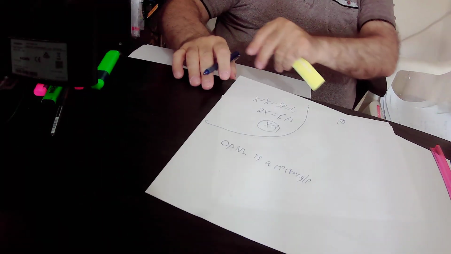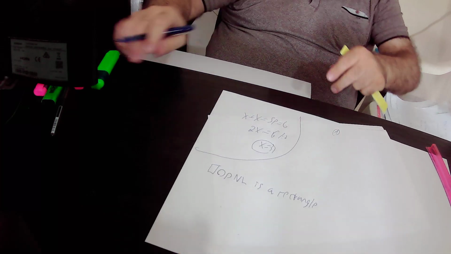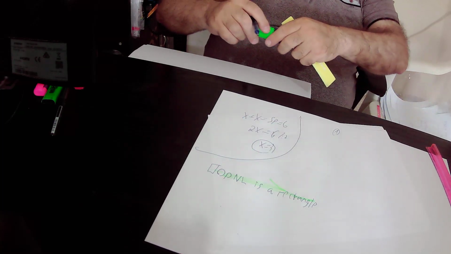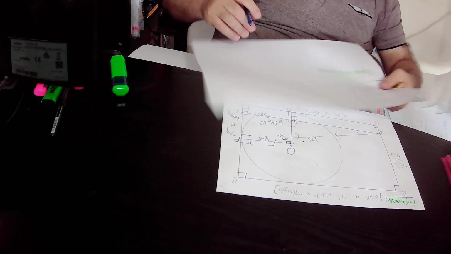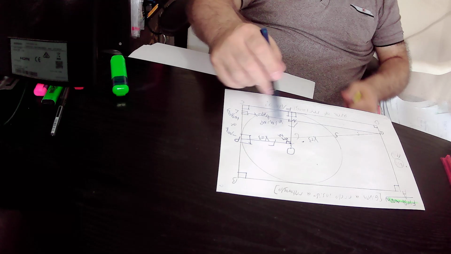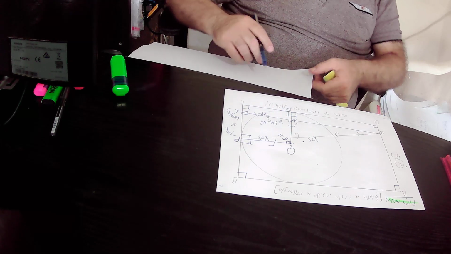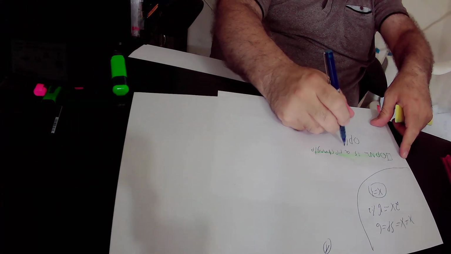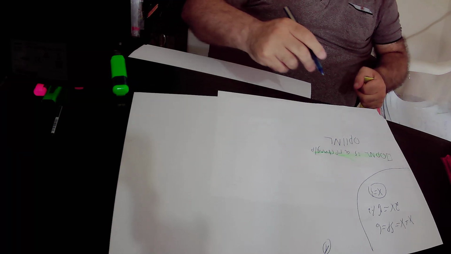I repeat again, quadrilateral OPNL is a rectangle. Why? Because it has 4 right angles, and we have the rule that the opposite sides of a rectangle are parallel to each other. That is to say, in rectangle OPNL, side OP is parallel to side NL, according to the rule that the opposite sides of a rectangle are parallel to each other.